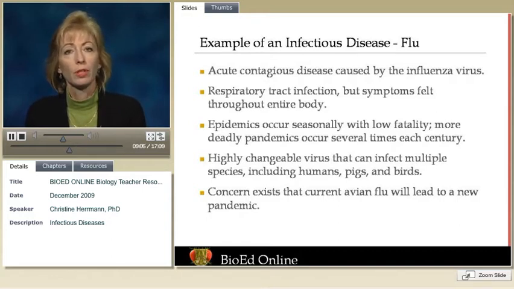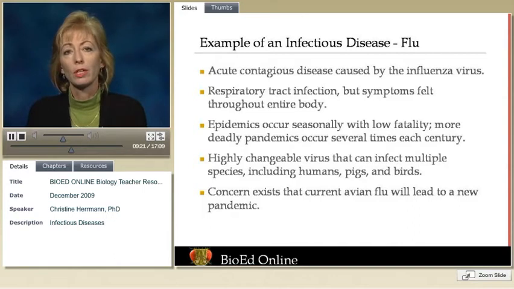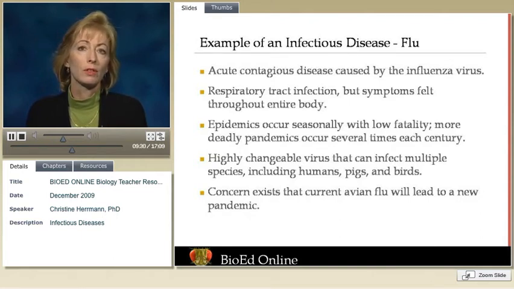Influenza, or simply the flu, is an acute disease that is caused by the influenza virus and is transmitted through the air. The influenza virus infects the respiratory tract, but as anyone who's ever had the flu knows, symptoms are felt throughout the body and include fever, aches, and weakness. Recovery usually occurs within a week. Influenza epidemics occur annually, but for most healthy individuals, these seasonal flu epidemics are not life-threatening.